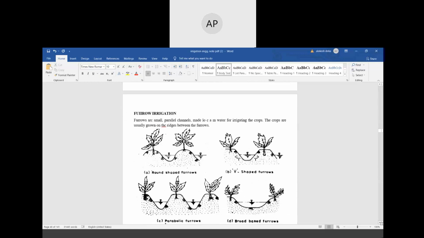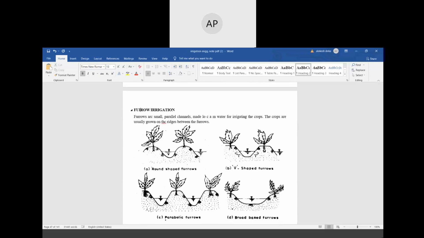Next is furrow irrigation. In furrow irrigation method, the furrows are small parallel channels made to carry water for irrigation of crops. The crops are usually grown on the ridges between the furrows.